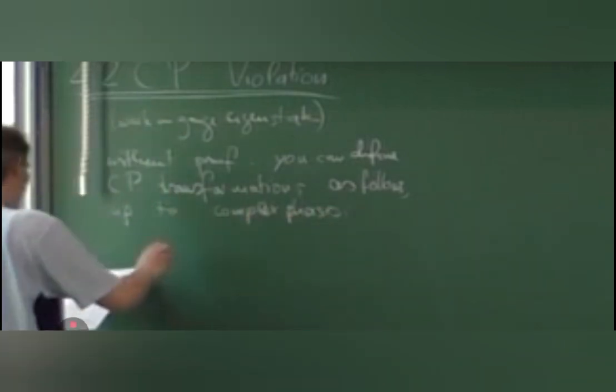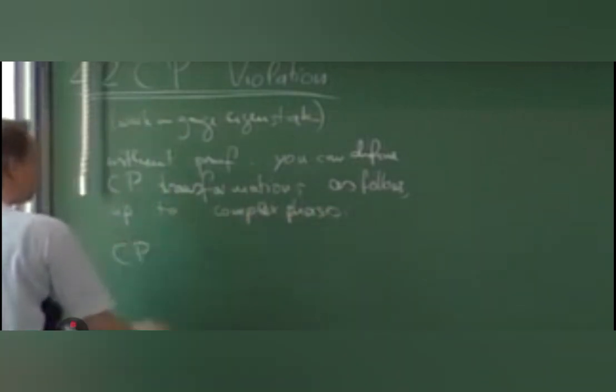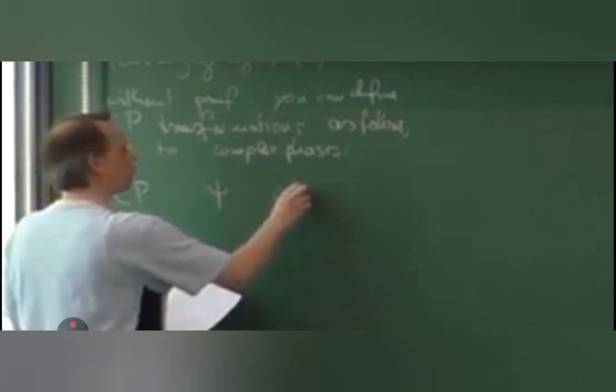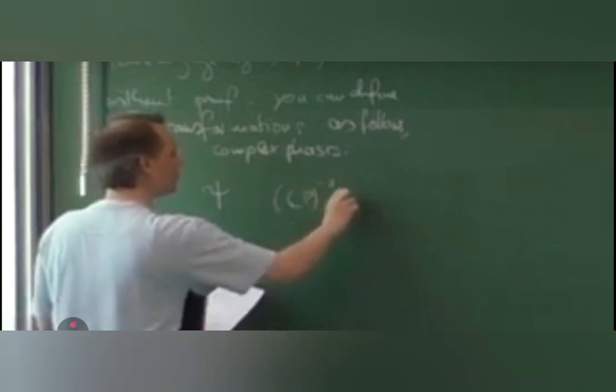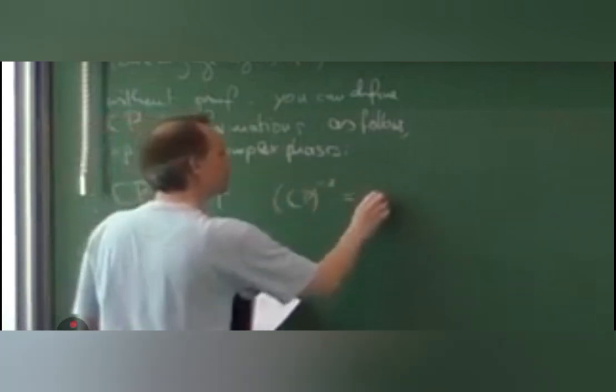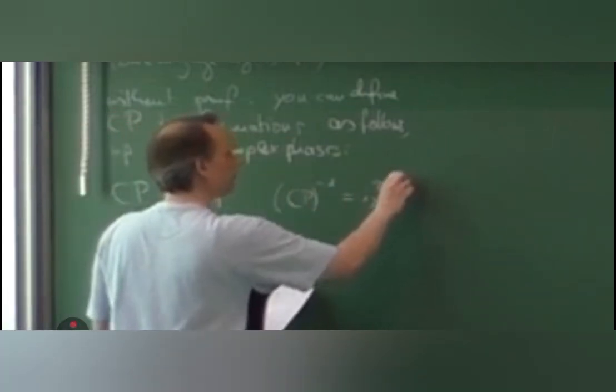Namely, there would be a CP operator, CP, that stands for an operator which acts on the operators like quantum field operators. And then you have here, for example, a fermion field psi, CP psi (CP)^-1 would be given by i gamma 2 times psi bar transpose. So this corresponds to the CP conjugation of a fermion field.